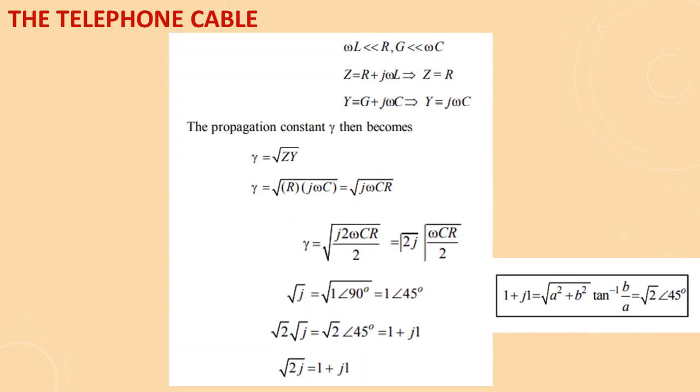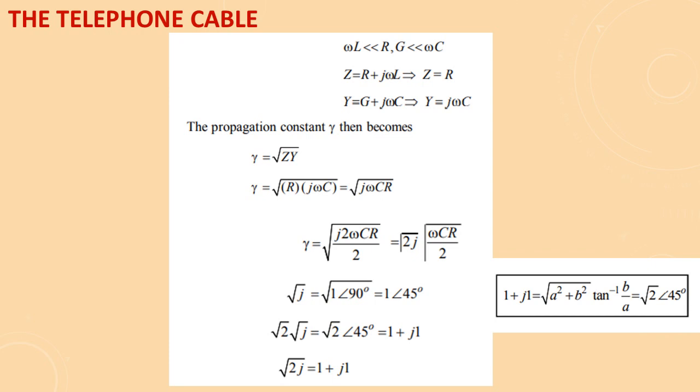where it has the electromagnetic field waves propagating inside the telephone cable. And if we look at the propagation constant of the telephone line, here the value of Z will be like R, and the capital Y will be like j omega C. So for the telephone line, the Z value, that is the series impedance, is R and Y equals j omega C.